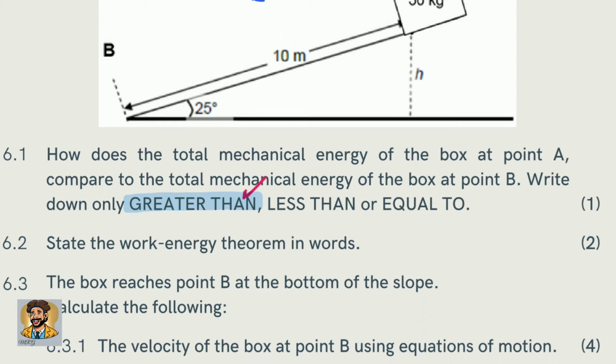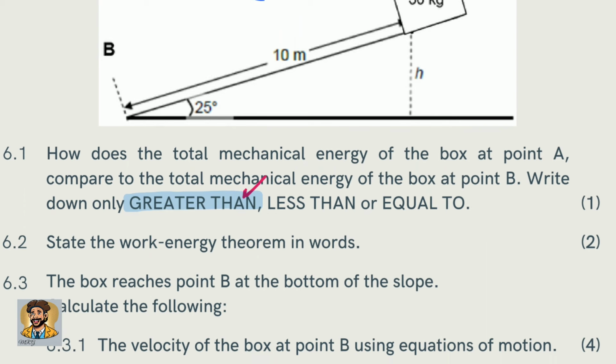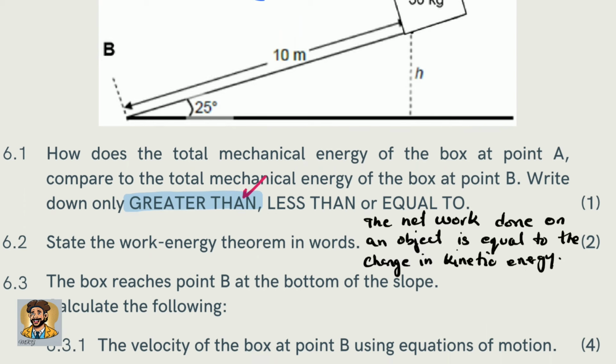Question 6.2: state the work energy theorem in words. This one is a very easy definition: the net work done on an object is equal to the change in kinetic energy. There are 2 marks, and guys, this theorem is given to you. Net work is equal to change in kinetic energy. That is in symbols, but they want it in words.